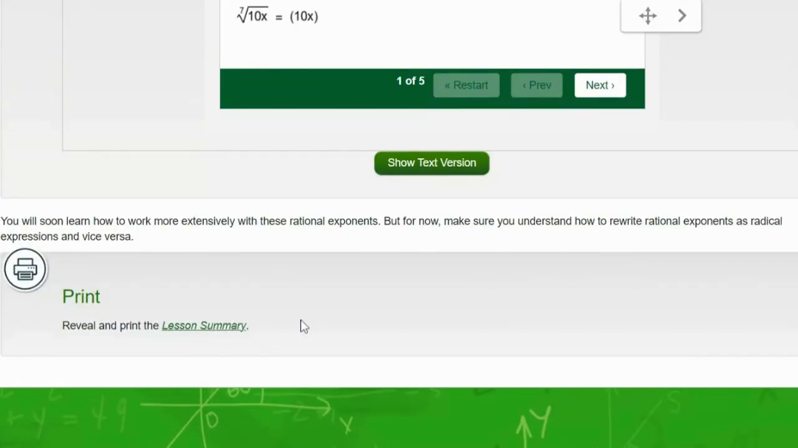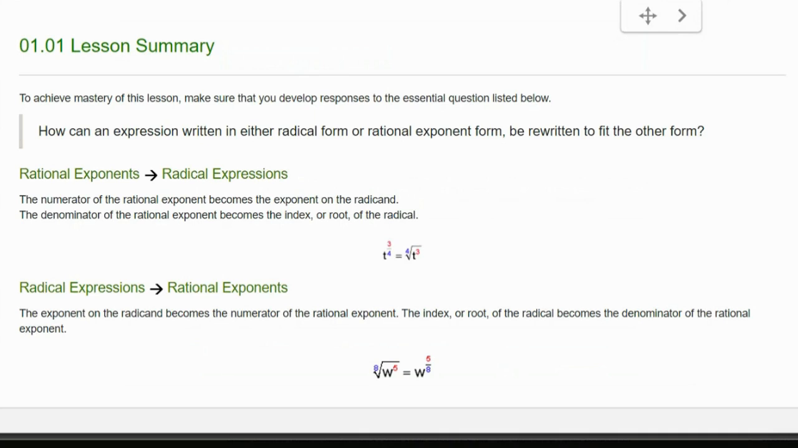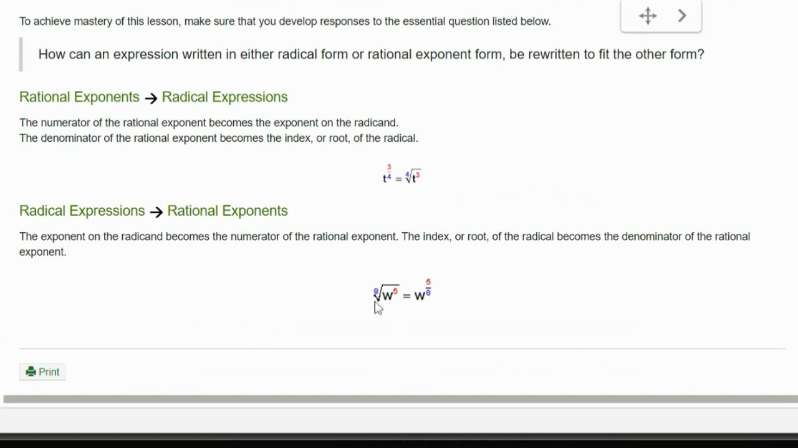Okay. Lesson summary. See, that didn't take long. It's only 2 pages because we're just talking about how to go back and forth. That's all this lesson is. How can we go back and forth from one to the other? If you have a rational exponent and you need to make it a radical, you take the 3 from the top and put it underneath the radical. You take the 4 on the denominator and it becomes outside to show that it's the 4th root. It's the index of the radical. And then go in the other direction. If you have the 8th root of w to the 5th power, whatever the exponent is inside the radical stays on top. And the number on the outside, that index number, is your denominator.